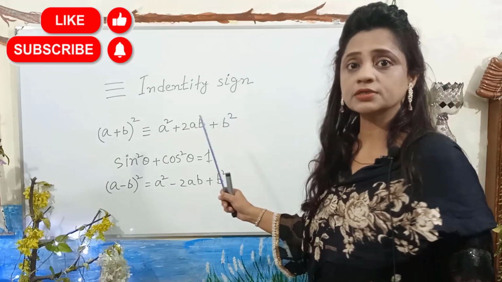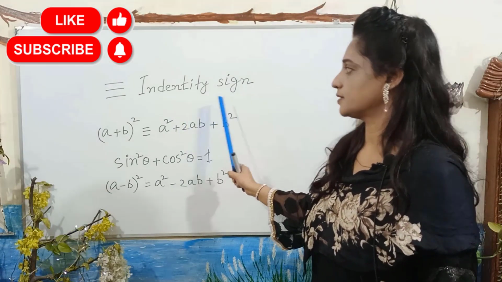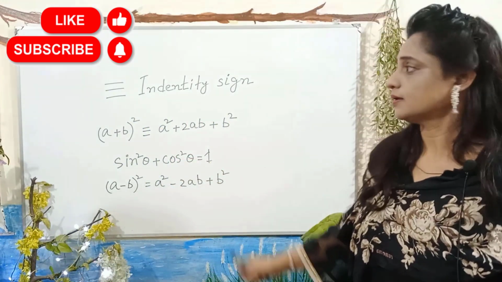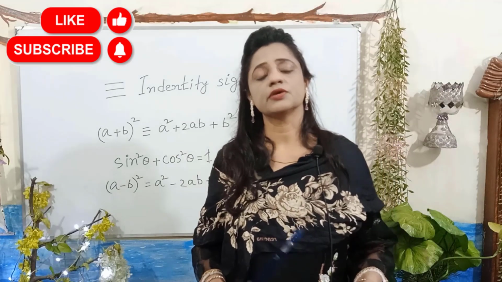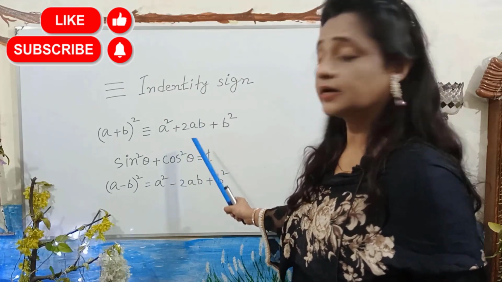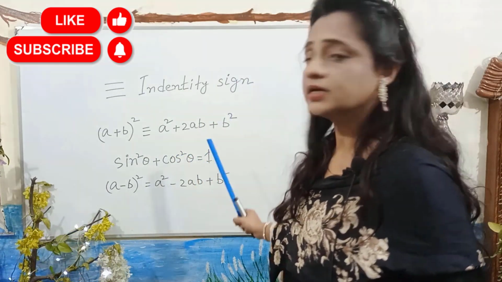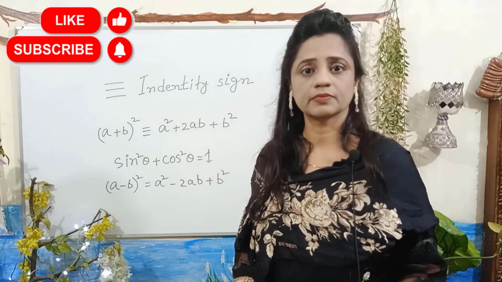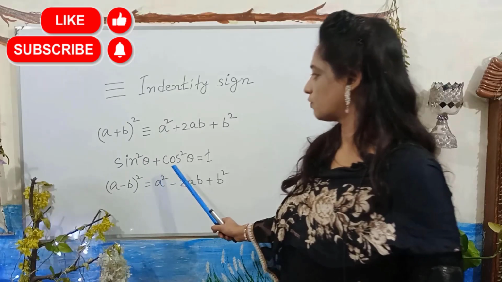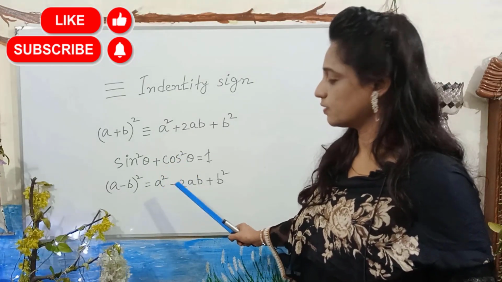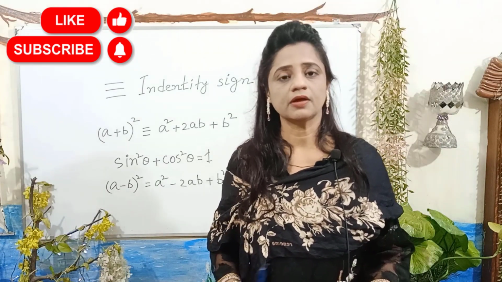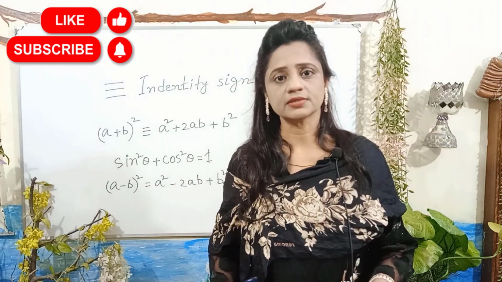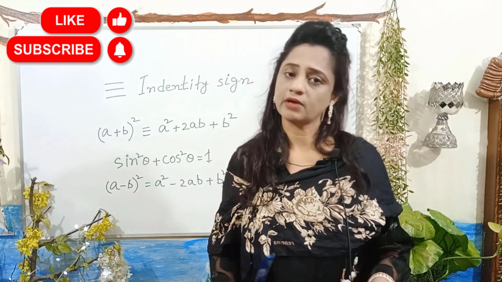Now this is a very important sign. This is the identity sign, triple bar. Again I am saying triple bar, this is the identity sign. And identity is a universally quantified equality. That is, this algebraic equation is valid and true for all values of a and b. Similarly, this one is valid for all values of theta, and this one is also valid. So in an equation, there are certain values of x, but in an identity, for all values or any values of x, the equation and the identity is valid.